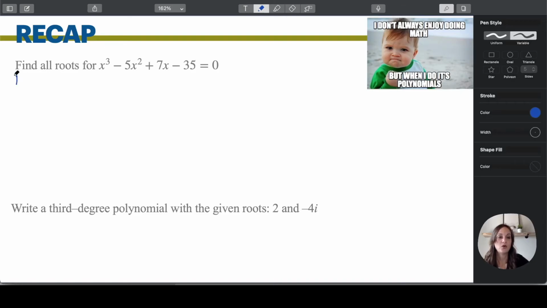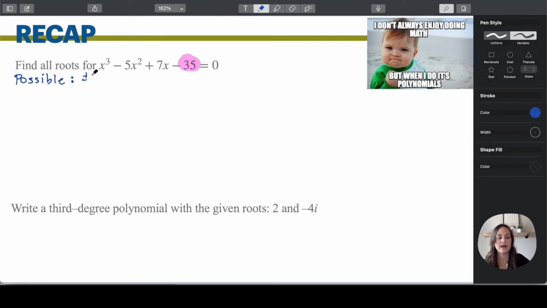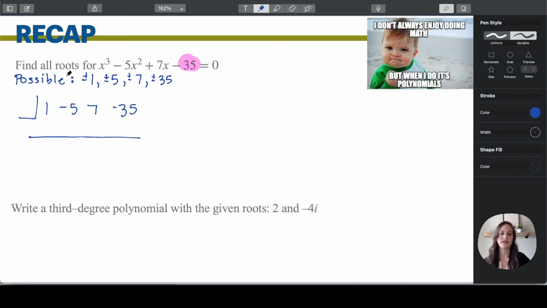All right, first, what we're going to do is we need to find all of the possible roots first. There is no leading coefficient, and so we are only dealing with the factors of 35. So it would be plus or minus 1, plus or minus 5, plus or minus 7, and then plus or minus 35. Now we build our shelf: 1, negative 1, 5, negative 5, 7, negative 7, 35, and negative 35.